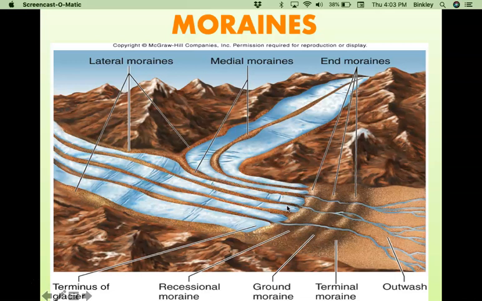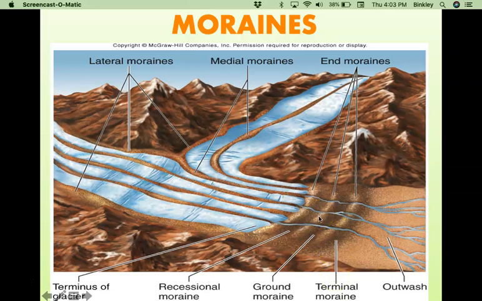Bear with me here. Terminal moraine is going to be your last end moraine. Your last end moraine. Okay? In other words, as far as you can tell, this is where the glacier used to be. Then it melted back, stayed there for a while, left a pile here. Then it melted back some more, stayed there for a while, left a pile here. So each one of these was an end moraine, but this is a special name for the last end moraine called a terminal moraine.